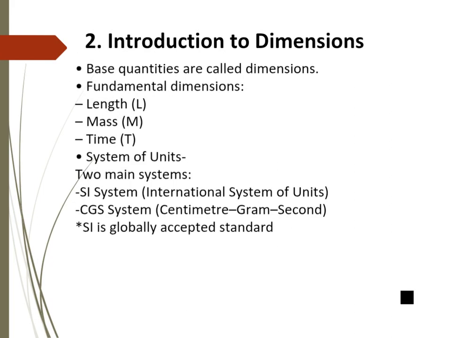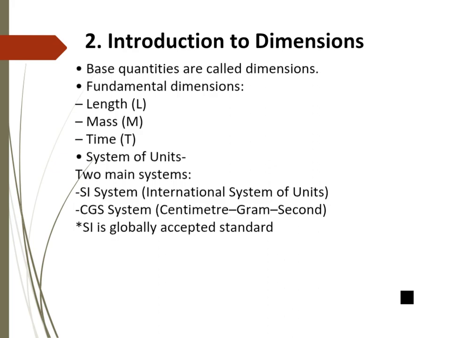Now let us understand the concept of dimensions. Base quantities are called dimensions. Examples of base dimensions are length, mass, time. These are fundamental quantities. For example, length and time are dimensions. Mass is also a dimension.